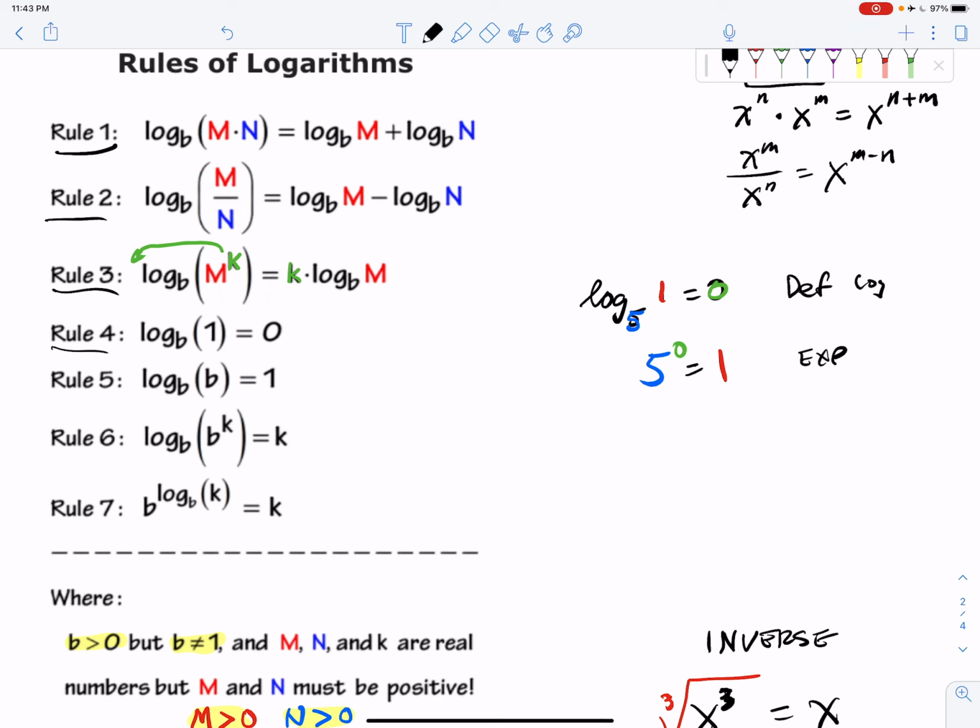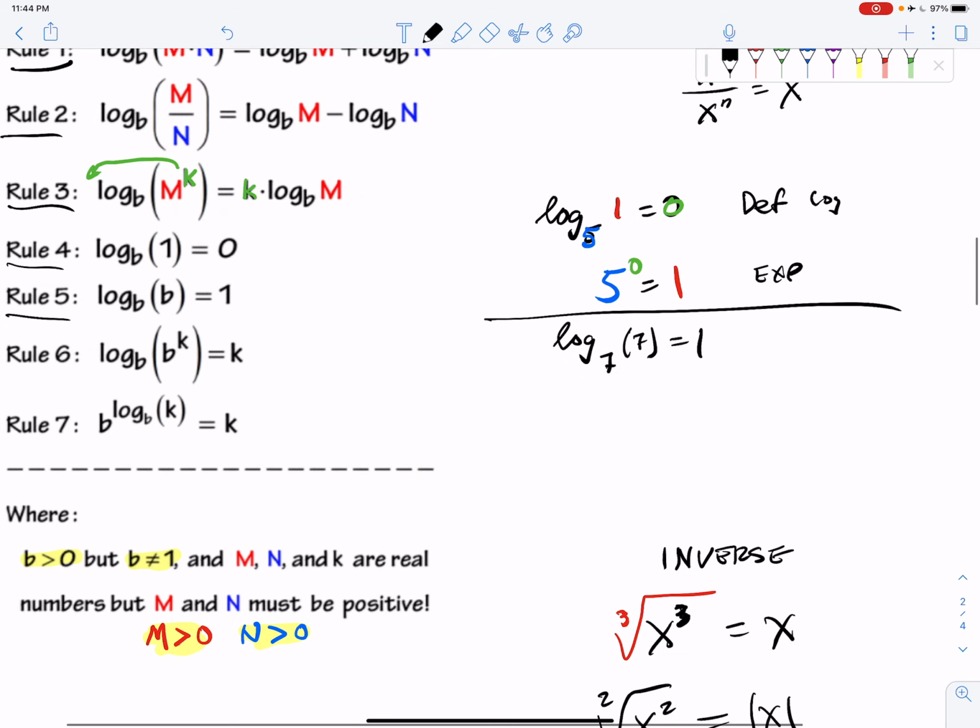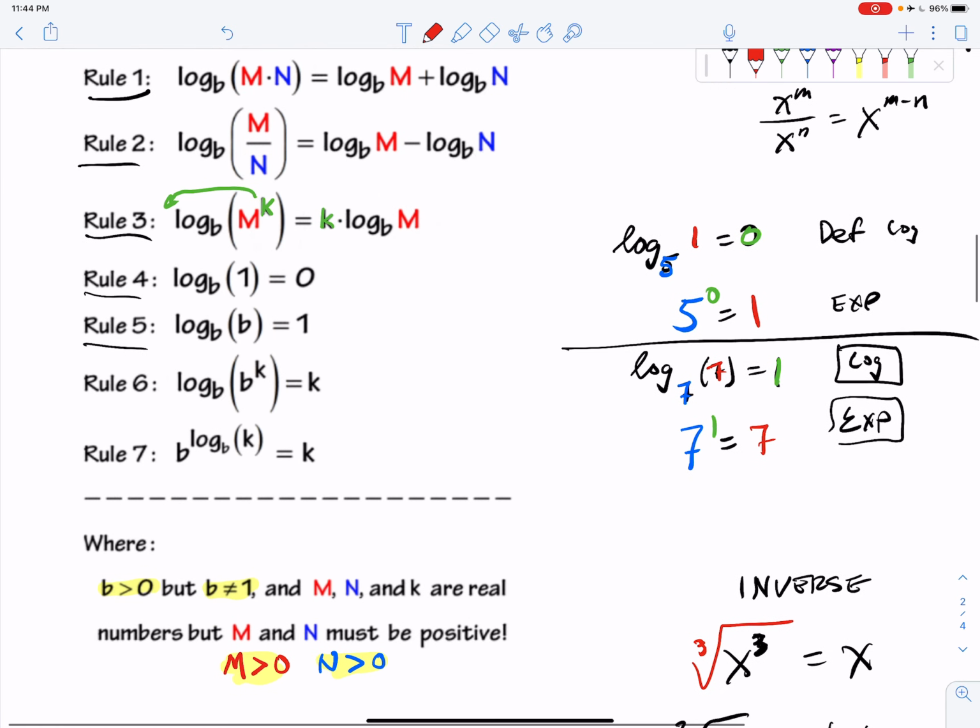Rule number 5 says log base b of b equals 1. What's going on there? Let's check it by looking at the definition and putting some numbers to it: log base 7 of 7 equals 1. If I change it to its exponential form, I always start with the base, because the base of the log is still the base of the exponent. So this is 7 raised to the first power, which equals the argument 7. Any number raised to the first power is that same number. That's how rule number 5 works: log base b of b equals 1, always. Okay, rule number 6.